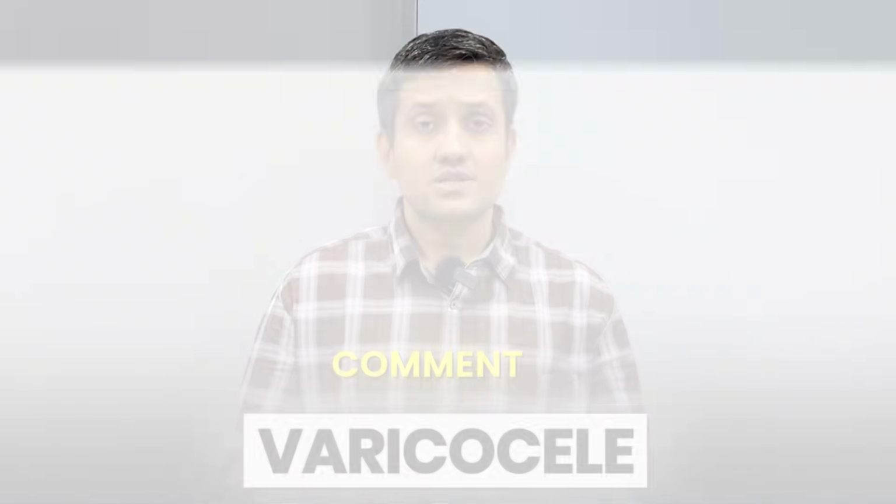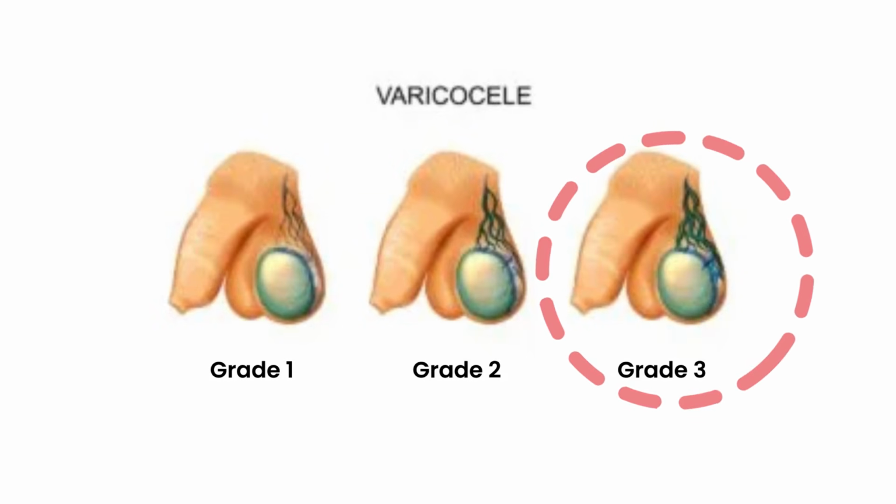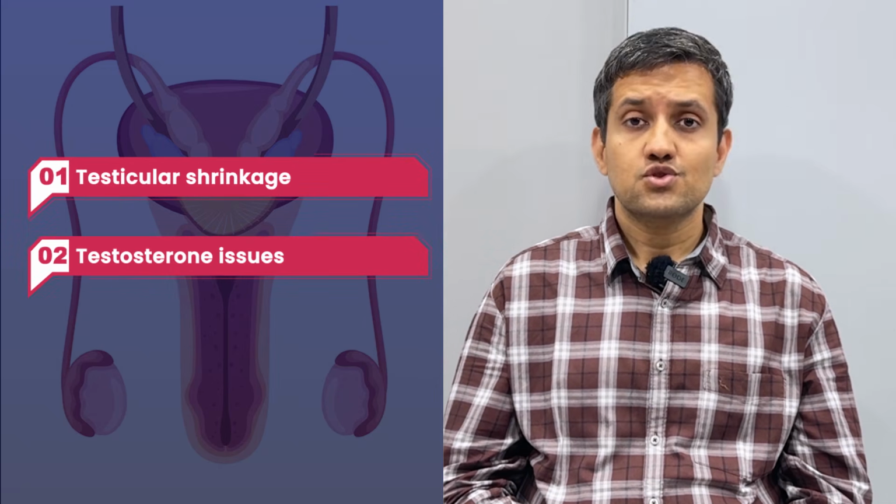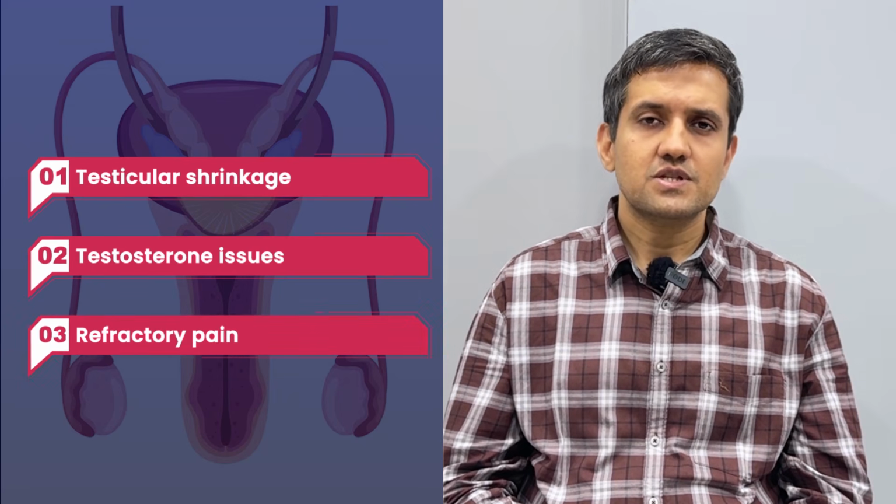But if it's an advanced, high-grade varicocele, grade 3 to 5 or 4 to 5 specifically, there is some testicular shrinkage which has ensued, there are semen or testosterone issues, there is refractory pain despite 3 months of lifestyle changes, that now, friends, is concerning.